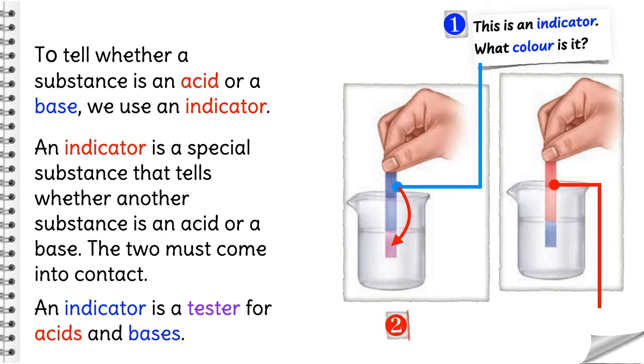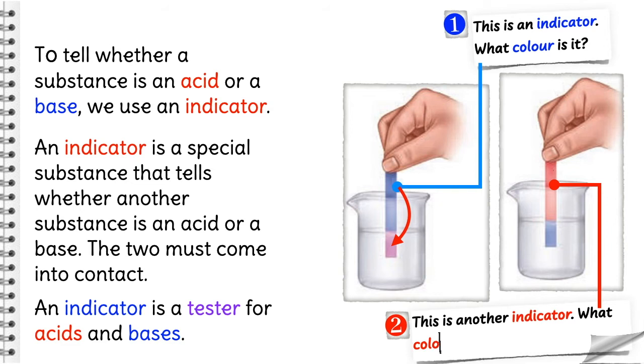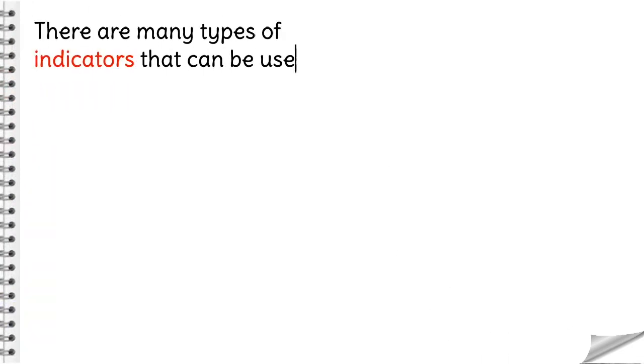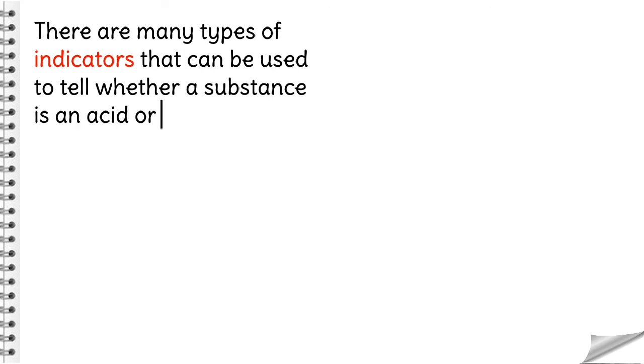This is another indicator. What color is it? Learner, once again you got it right. The indicator is red in color. It has been dipped into a substance, and its color has changed to blue. There are many types of indicators that can be used to tell whether a substance is an acid or a base.